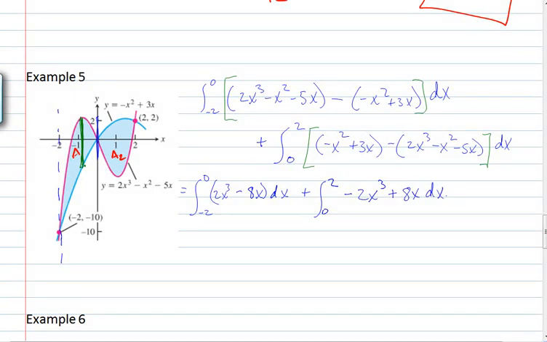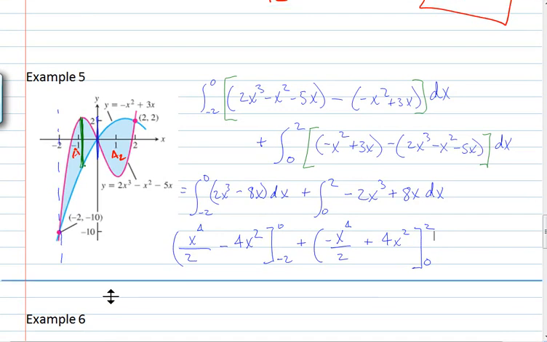So far so good? Now we actually integrate these a term at a time. So that means that we're going to add 1 to the exponent, making this x to the 4th over 2 minus 4x squared from negative 2 to 0 plus, add 1, so that's going to be negative x to the 4th over 2 plus 4x squared from 0 to 2. So now it's a matter of just plugging in the bounds, isn't it?